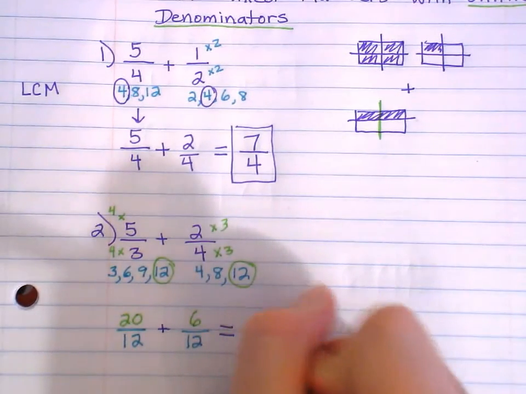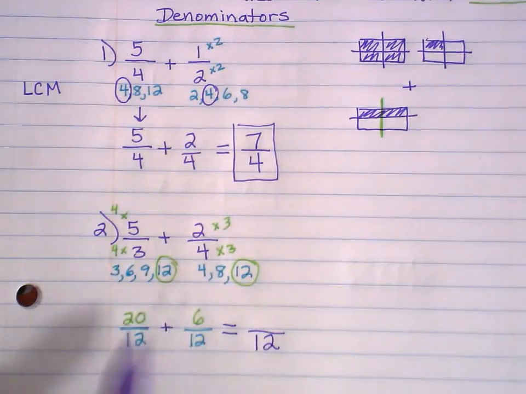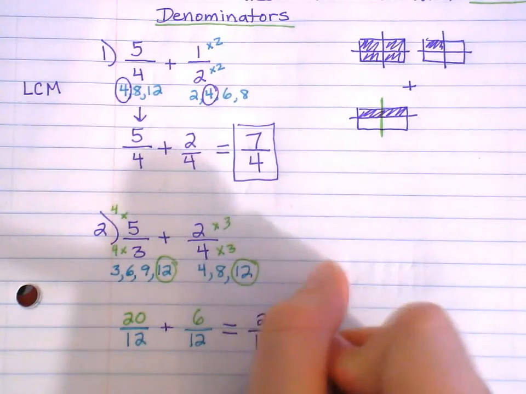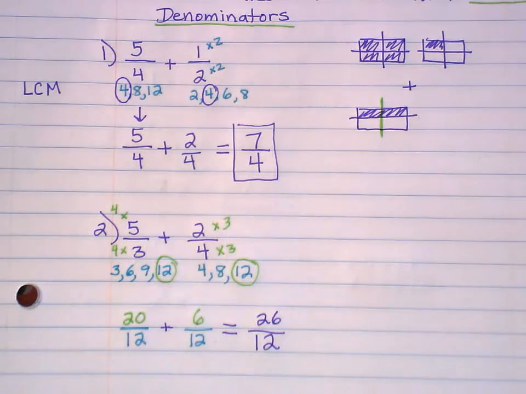Keep the denominator, twelfths. 20 plus 6, 26 twelfths. And you can leave it like that. That's fine. You can enter that in Khan Academy.